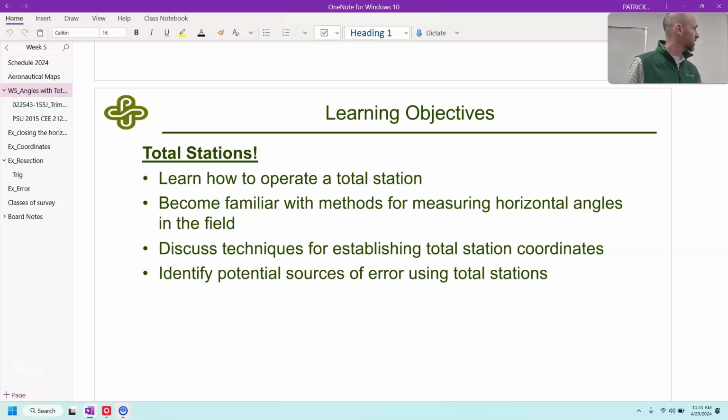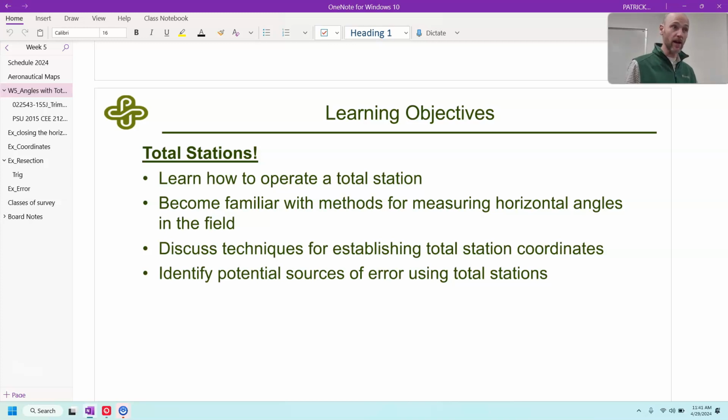We'll then look at a few different methods that we utilize in the field for measuring and recording those horizontal angles. Our total stations, we are going to be utilizing those to calculate all quantities that we've looked at so far. So we'll be calculating distances, vertical angles, horizontal angles, the whole shebang with this.